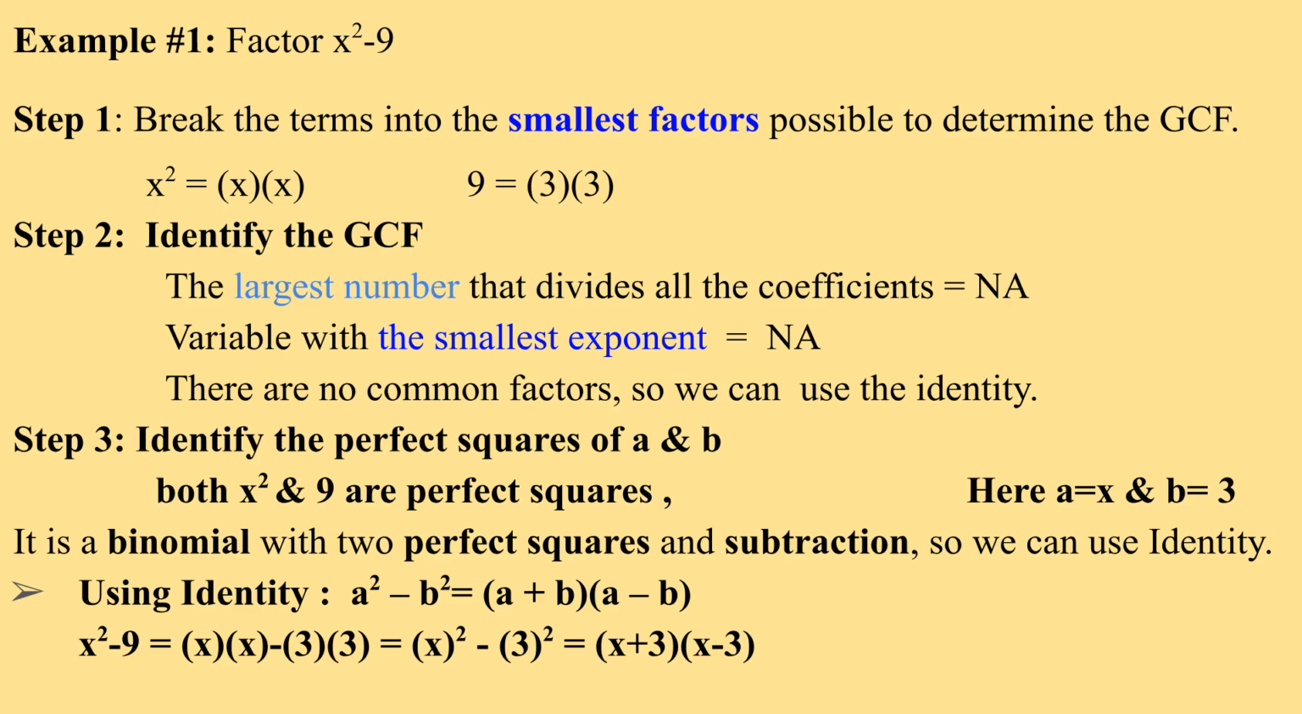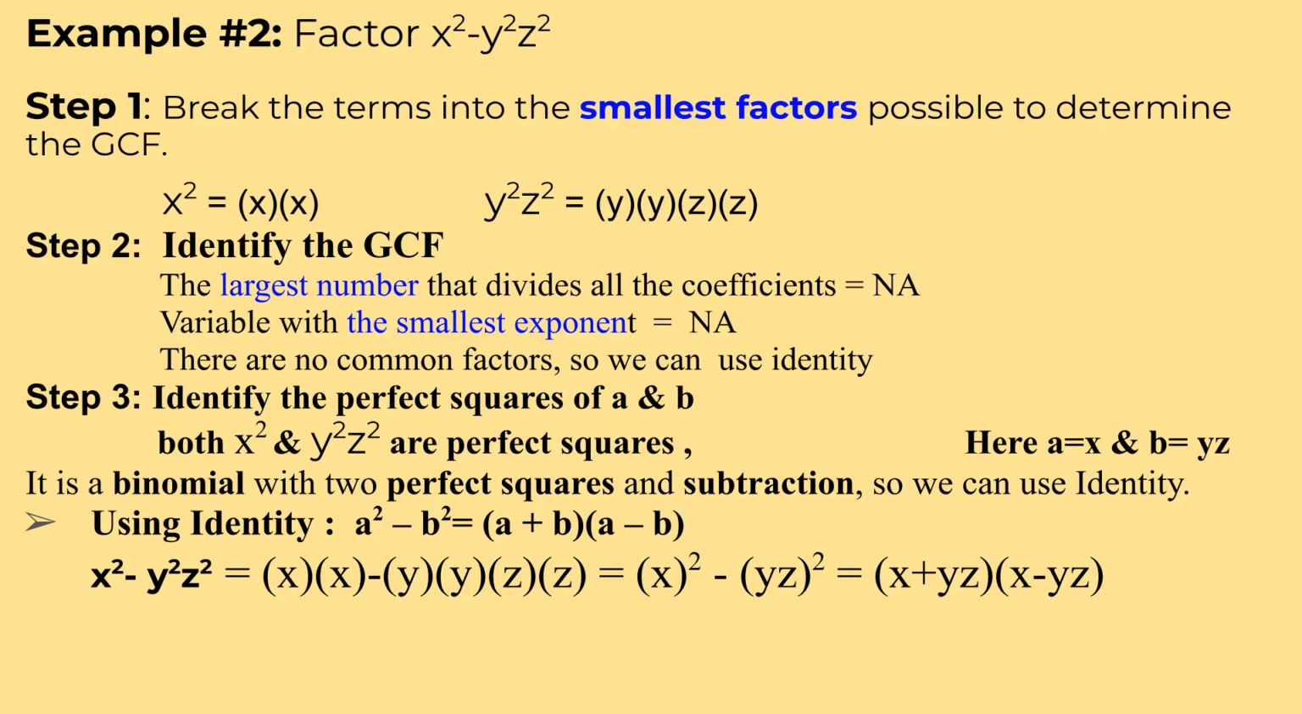Step 1, break the terms into the smallest factors as x squared equals x times x, and 9 into 3 times 3. There is no common number and variable in both terms. Since there are no common factors, you look for a special factoring pattern. The expression x squared minus 9 is a binomial with a subtraction sign, and both terms are perfect squares. Identify a and b. We identify a as x and b as 3. So we can apply the difference of squares identity to get the factors. The factors of x squared minus 9 are x plus 3 times x minus 3.